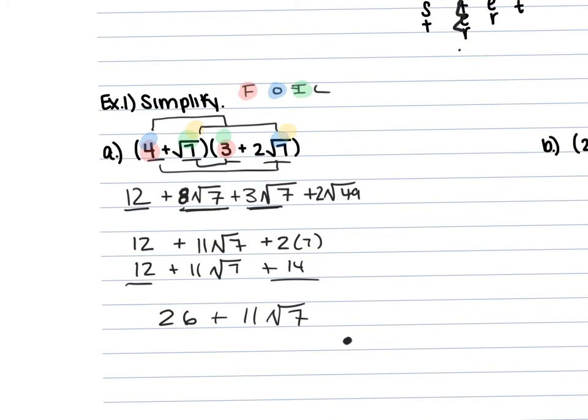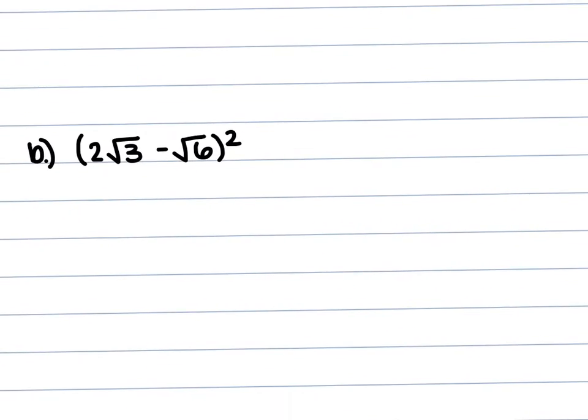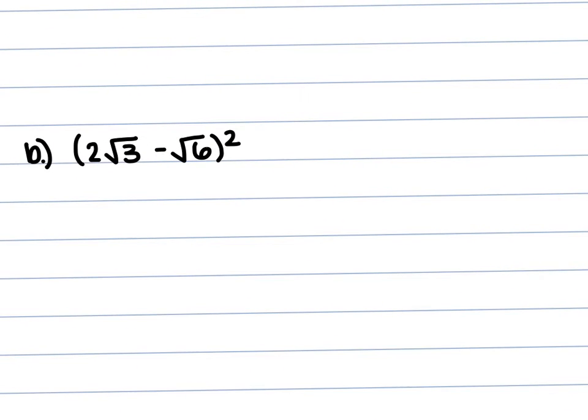Okay, so our next one. I'm going to do the exact same thing. Now, you might be like, but wait a minute, that's not two things. That's not a binomial times a binomial. But why is it a binomial times a binomial? How do I know that?